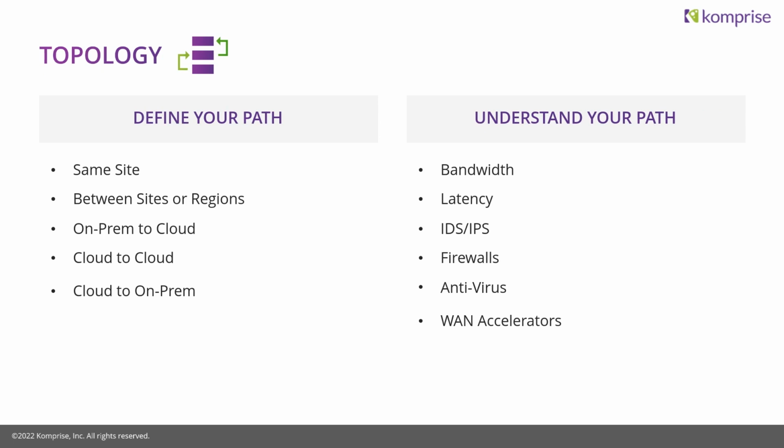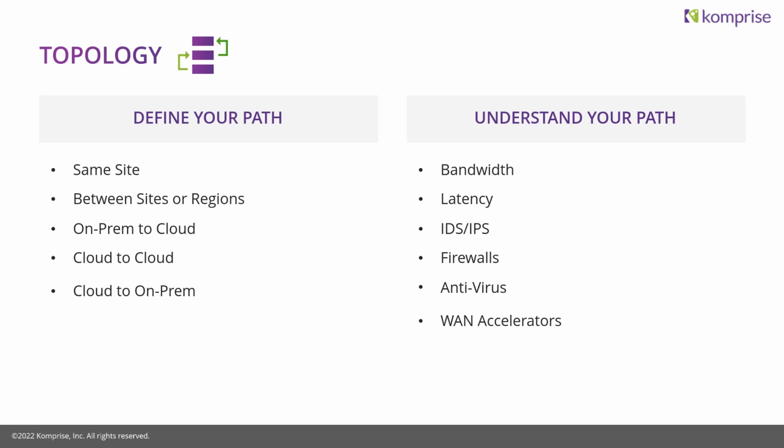Topology. Know your topology. What are you doing? Are you migrating in the same site? Are you migrating between regions or states, between countries? Are you going on-prem to the cloud, cloud to cloud? Are you going cloud back to on-prem again? So define your path. And once you define your path, understand it.